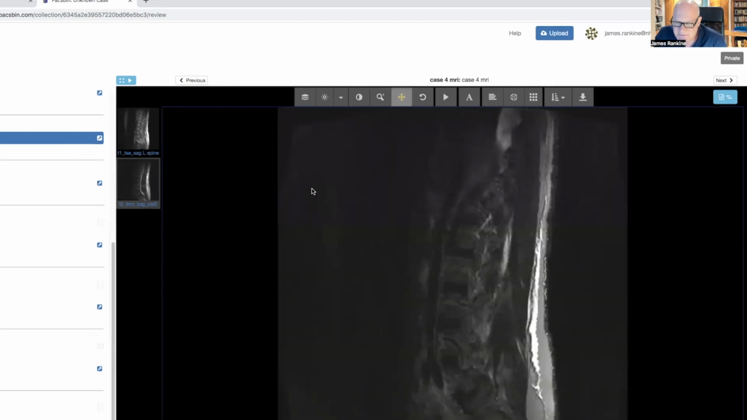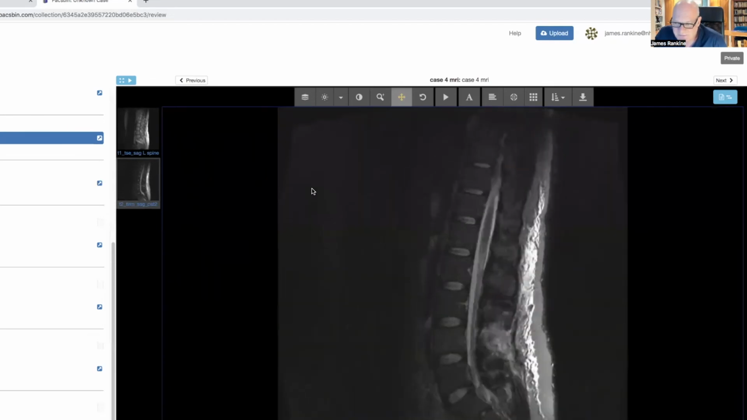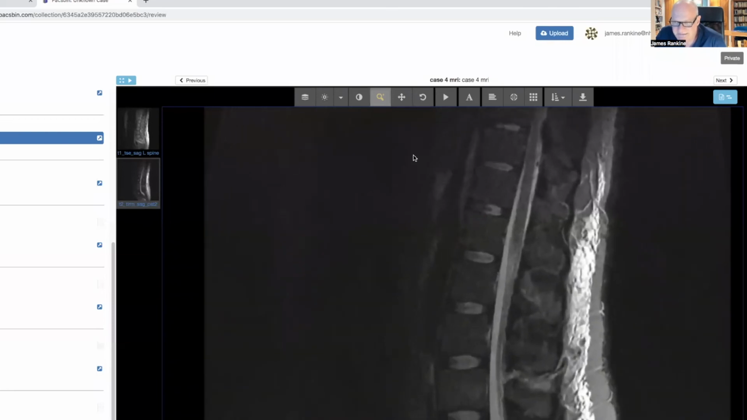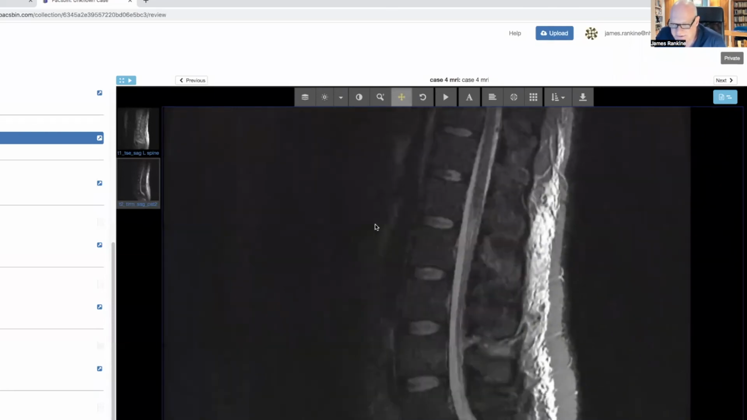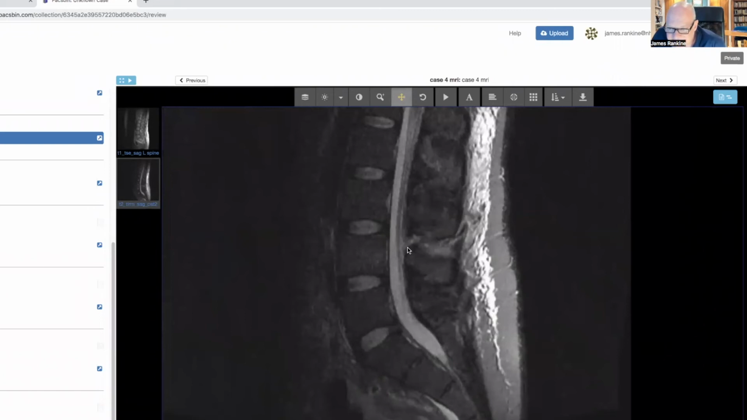The STIR sequence is one of our standard sequences for trauma of the spine, trauma generally in bones, and lots of other pathologies. And this is the evidence of disruption of the posterior ligamentous structures here all the way through. This high signal and disruption. We've lost the normal black line that we're seeing elsewhere. So that's a flexion distraction.